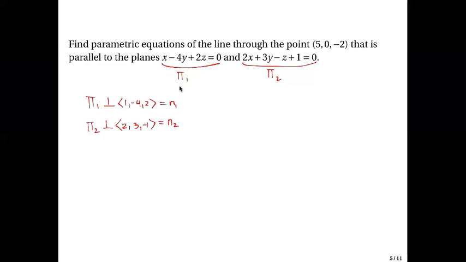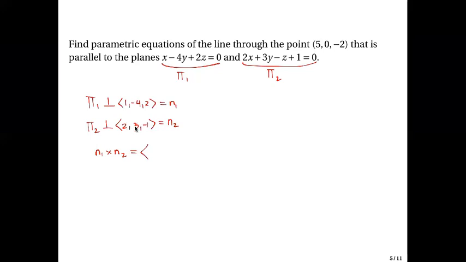So our goal is to find a vector parallel to the line. Okay? But if we want that line to be parallel to the planes, then that vector must be perpendicular to both n1 and n2. And therefore, we just need again n1 cross n2. Okay? So we look at this, n1 cross n2.